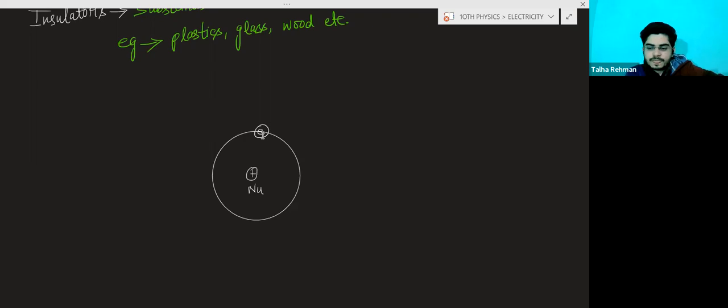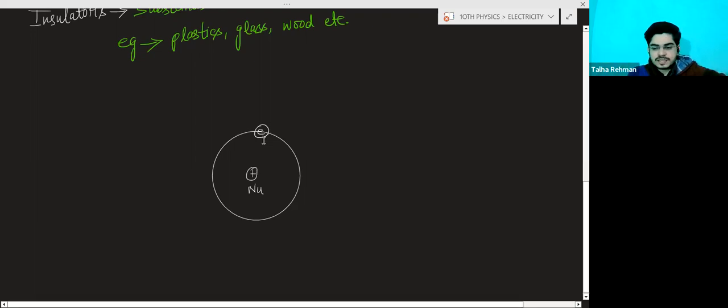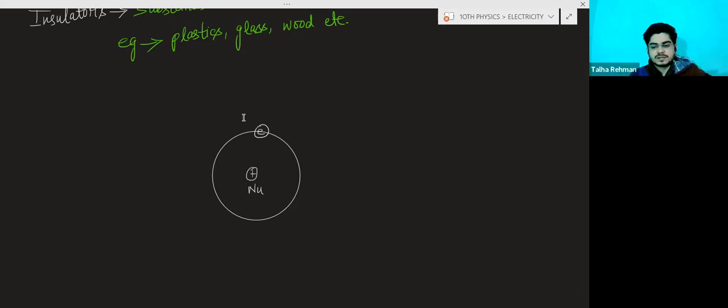Actually, what happens in metals is that some of the electrons, not all, are loosely held by the nucleus. It means the force of attraction between those electrons and the nucleus is less. So in metals, some electrons are loosely held by the nucleus, and those electrons which are loosely held by the nucleus are known as the free electrons.